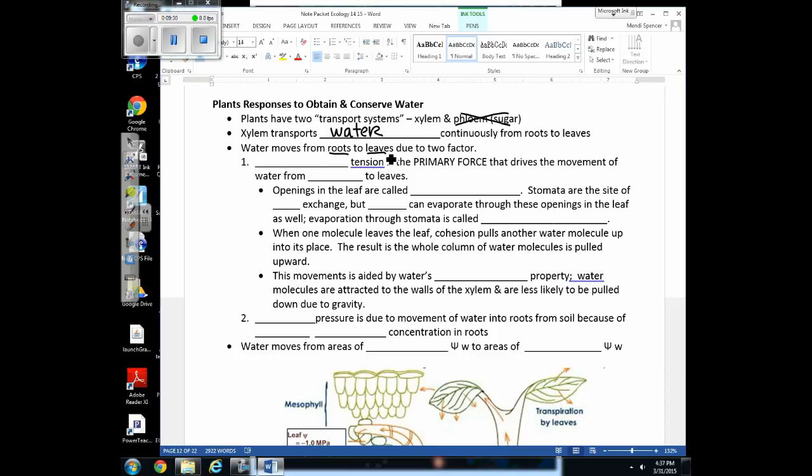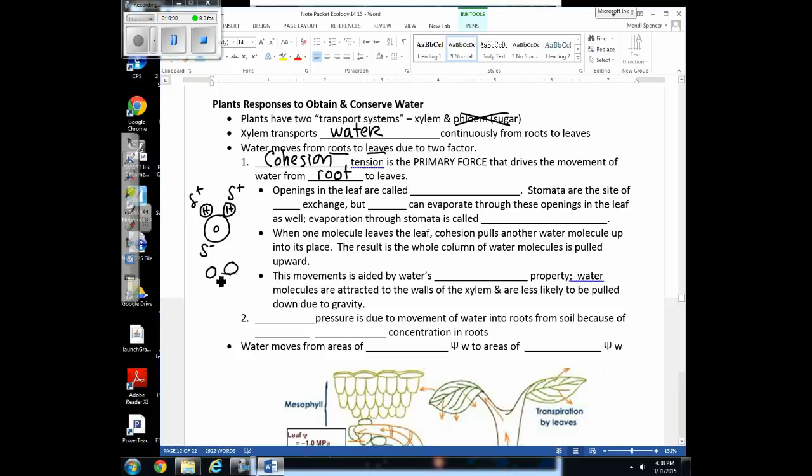So water moves from the roots to the leaves, and it does so due to two main forces. The first one is called cohesion tension. And we're going to review water properties a little bit here. If you remember, water is a polar molecule. So the hydrogen and oxygen atoms are sharing electrons because they're covalently bonded, but they're doing so unevenly. So we get these partial charges in different areas of the molecule.